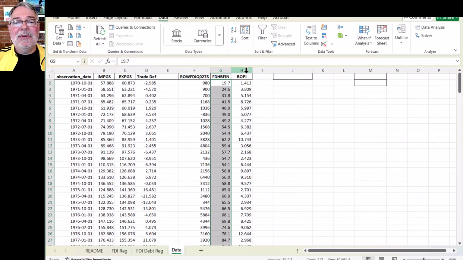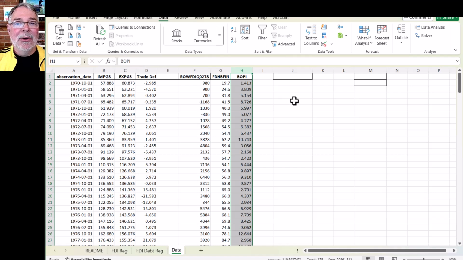In theory, this should be a better measure, right? Because this is supposed to be all the balance here. And so what I want you to do is get this data and run the regression, BOPI on trade deficit, right? Balance of payments on investments, regress that on the trade deficit.